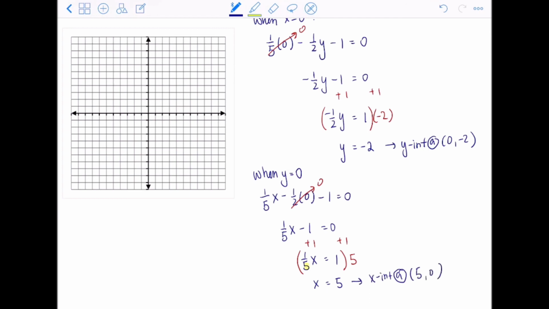And then we're going to plot these 2 points. The y-intercept happens at 0 and negative 2, and the x-intercept happens at 5, 0. So 5 is here. Once we plot those, we can just connect those points. Just like that. That's it.